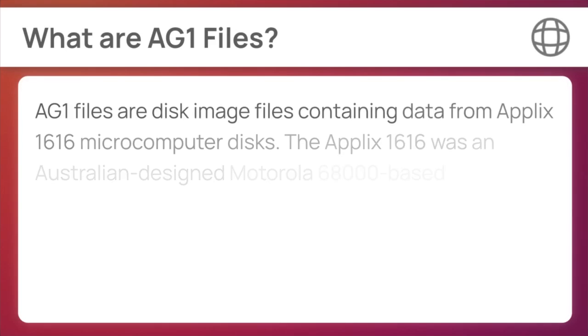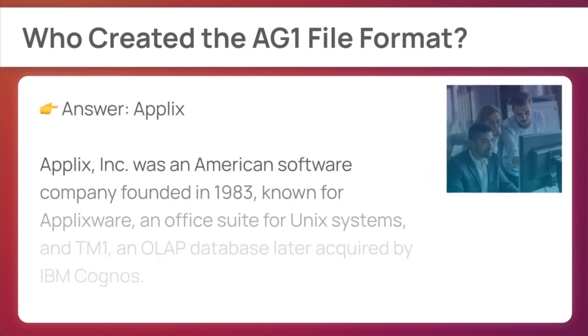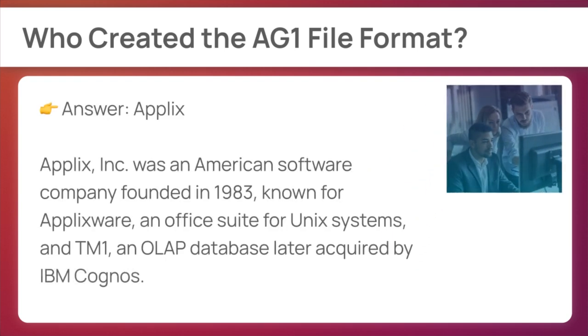AG1 files are disk image files containing data from Applix-1616 microcomputer disks. The Applix-1616 was an Australian-designed Motorola 68,000 based computer system from the late 1980s, and these disk images preserve the operating system, applications and user data for emulation and historical computing research.